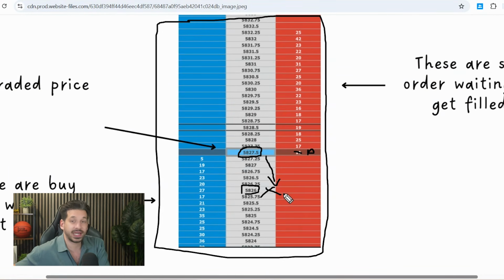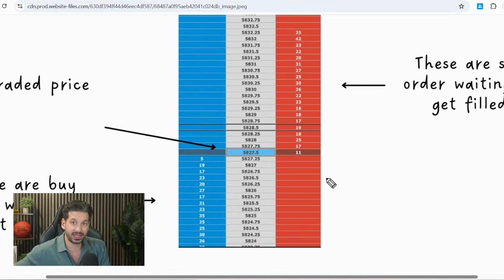Your order is actually a sell stop, your stop loss, and that gets converted into a market order and gets matched up with any available buy limit. So it gets matched up with one of these, and since your sell stop is an aggressive market order, it will appear as a sell on the footprint. So when you buy and get stopped out, it will look like a sell in the footprint. And if you sell and get stopped out, it will look like a buy in the footprint.